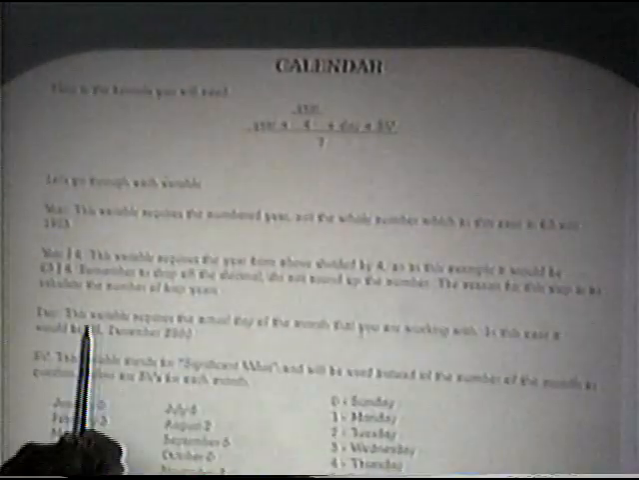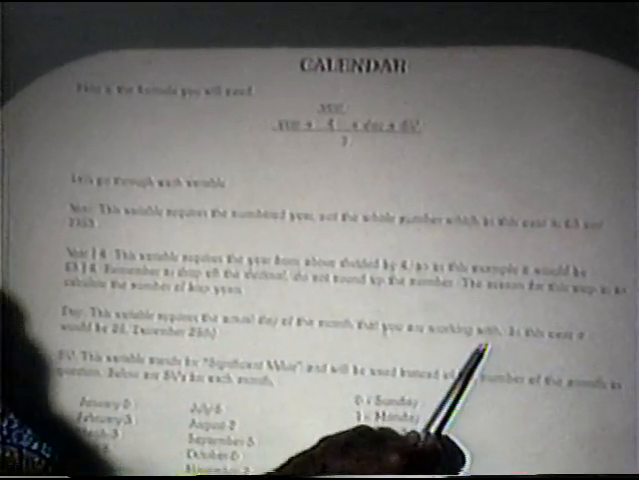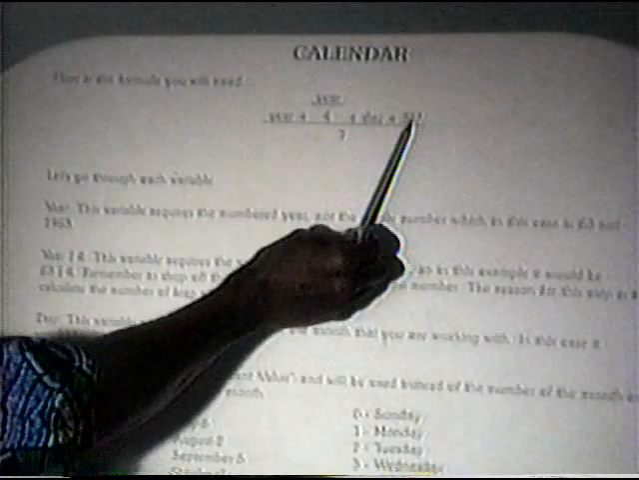We've done year, right? Now we're going to do day. This is day. This variable requires the actual day of the month that you are working with. In this case, it would be 28, December the 28th. That's a variable. SV is another variable. SV, this variable stands for significant value and will be used instead of the number of the month in question. Below are significant values for each month.